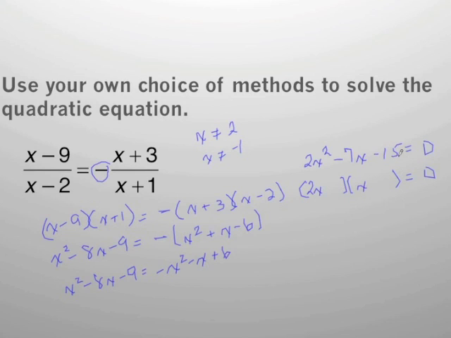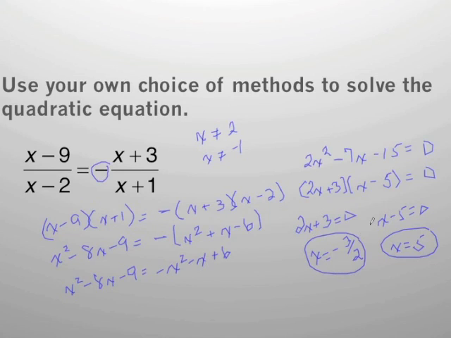2x and x, 15, 5 and 3, how about 5 and 3, 3x and 10x, so if I have negative 10x and positive 3x, that will give me my negative 7x. I did check my middle term. So 2x plus 3 equals 0, or x equals negative 3 halves, and x minus 5 equals 0, x equals 5. Neither of these solutions are the ones I can't have, so those are valid solutions.